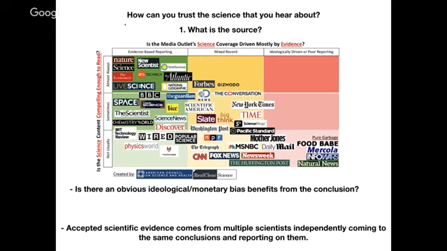And the reason why the journals found in this upper left-hand corner, Nature and Science, are very reliable sources is because the science that is presented and reported on in there comes from multiple scientists doing these same types of experiments and independently coming to the same conclusion because they're getting the same types of results.